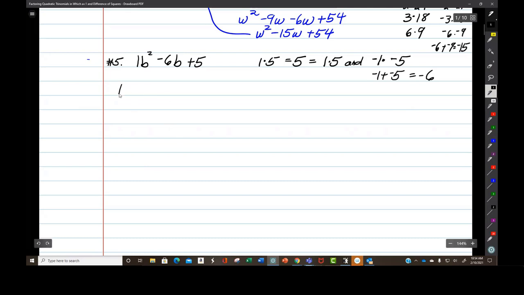So I rewrite the trinomial with minus 1b minus 5b. Then I need to move my minus over, because remember that's going to be in the parentheses with these two terms. And I'll put parentheses around the first two terms, parentheses around the second two terms, leave the plus in the middle.